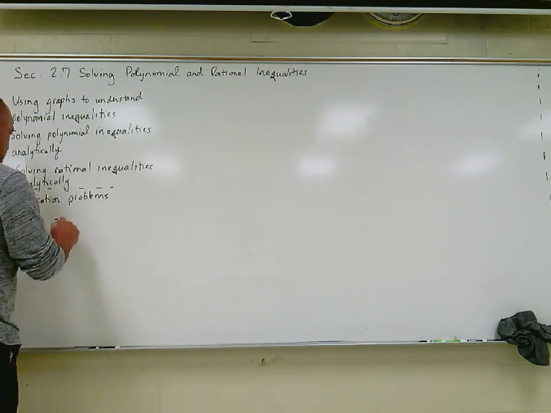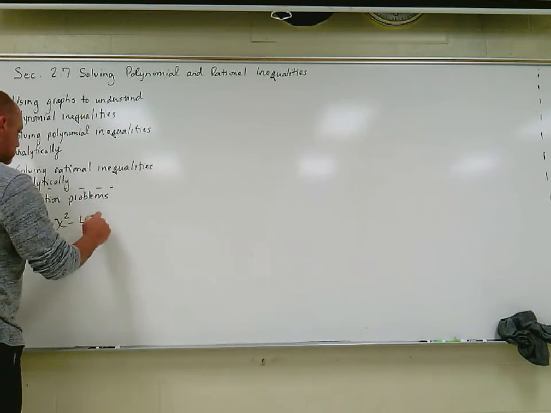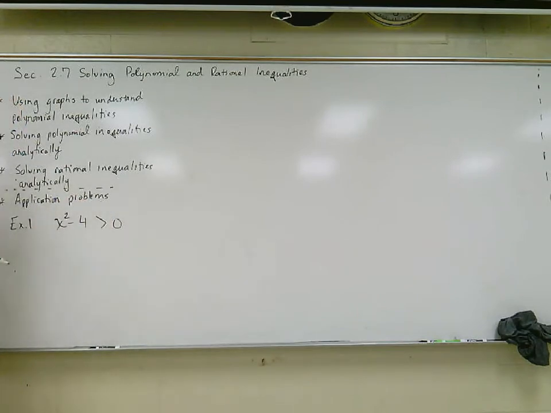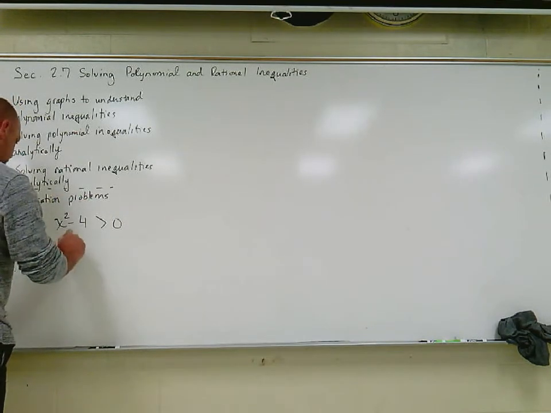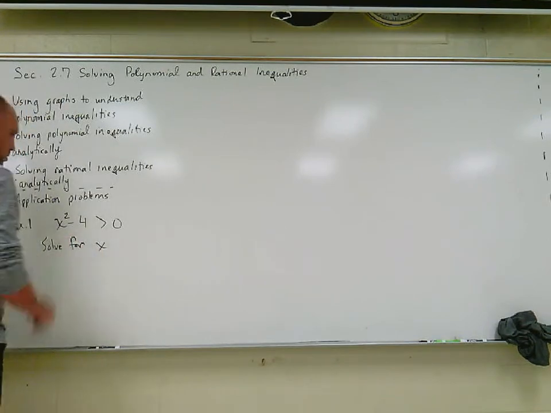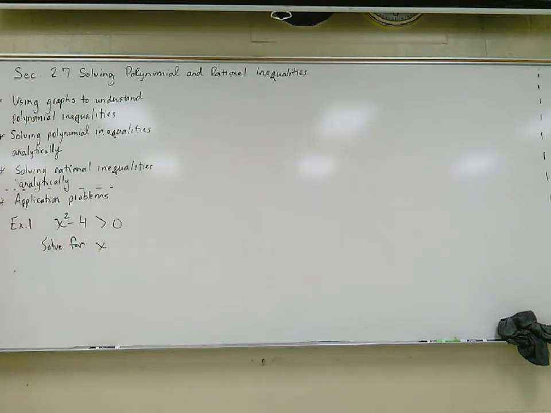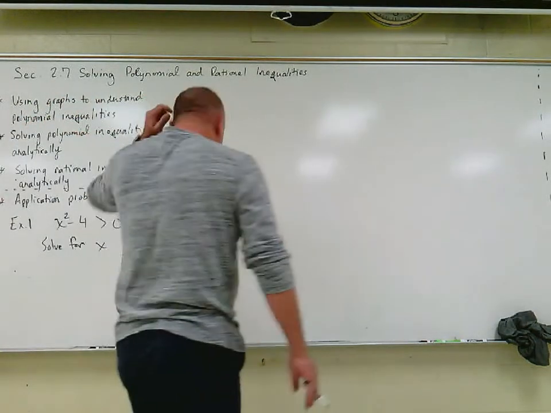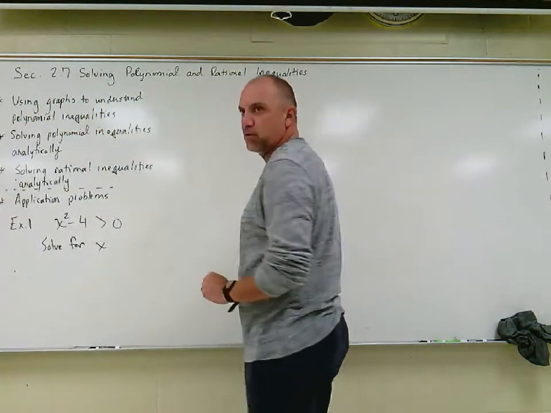Let's say we're given this inequality. We're asked to solve: x squared minus 4 is greater than 0. Solve for x. This is a typical inequality that we'll be asked to solve. I want to go through the steps of what we would do in a second, but before we do that, let's look at the graph to understand what it's saying.